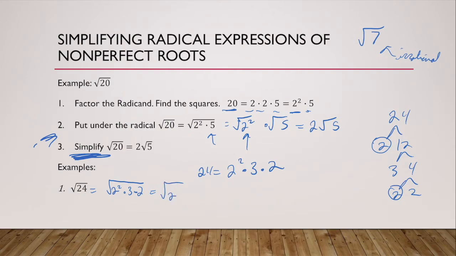So I could rewrite this as the square root of 2 squared times the square root of 3 times the square root of 2. Well, the square root of 2 squared is the square root of 4, which is 2. Then I have the square root of 3 times the square root of 2. I can use my product rule to rewrite that as 2 square root of 6, because the square root of 3 times the square root of 2 is the same as the square root of 6.